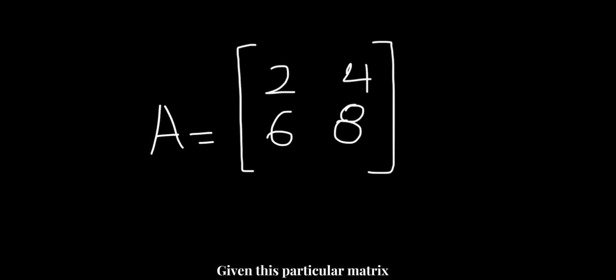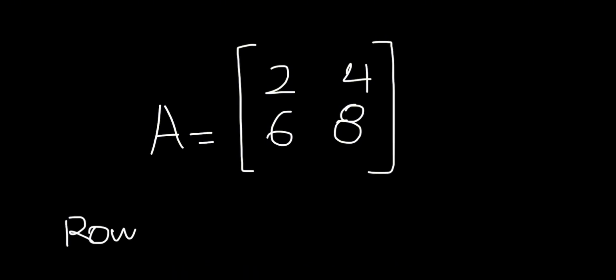Given this particular matrix, identify the dimensions associated with it. The dimension of a matrix is the size of the matrix. The size is measured by the number of rows multiplied by the number of columns.